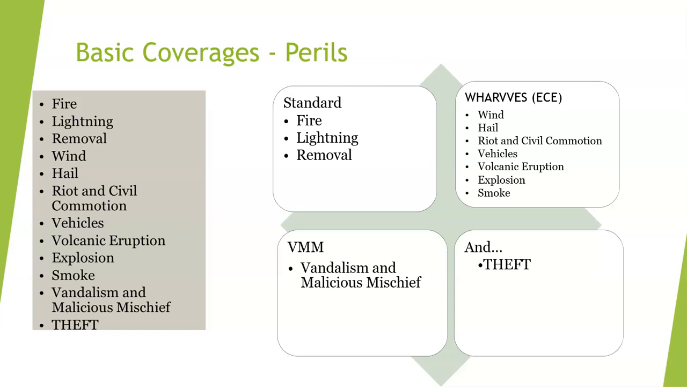Okay, so just to continue, you have your standard fire policy perils. You have your fire, lightning, and removal. Then you have an acronym that I use, the WARVs, which is also in a dwelling policy as your extended coverage endorsement. That's the ECE. And that is wind, hail, riot and civil commotion, vehicles, volcanic eruption, explosion, smoke. So those are your WARVs with two V's. Then you have VMM, which is vandalism and malicious mischief, and then there's theft. These are the groupings of what is covered under your basic coverage.